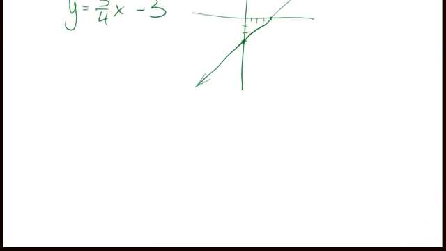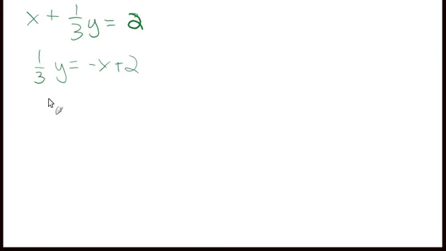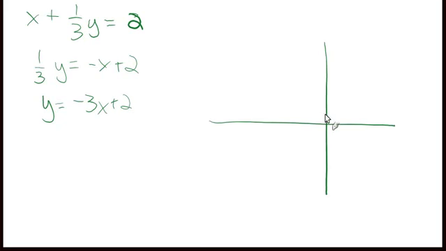If you, for instance, had x plus 1/3 y equals 2. Well, we want y equals, so let's get there. Let's get y by itself. So we'll subtract x from both sides, multiply by 3 on both sides. Okay, now we're ready to graph, and the y-intercept is 2.